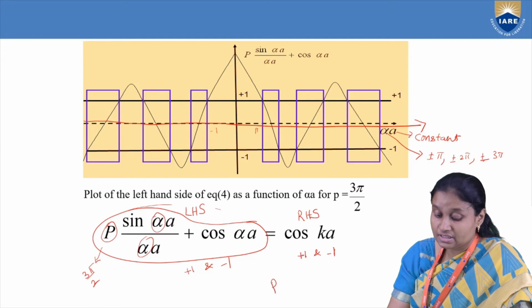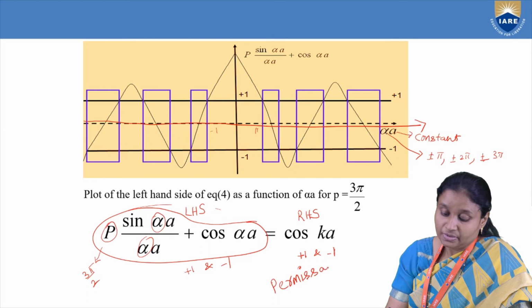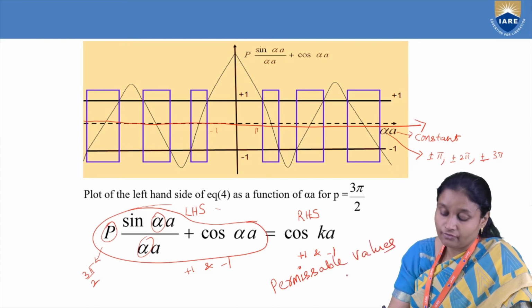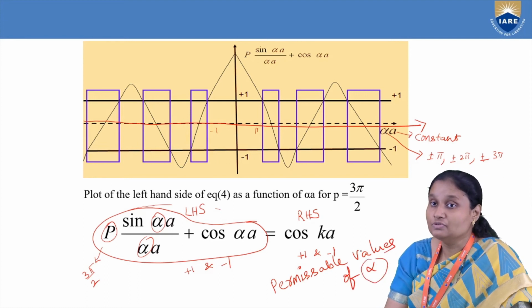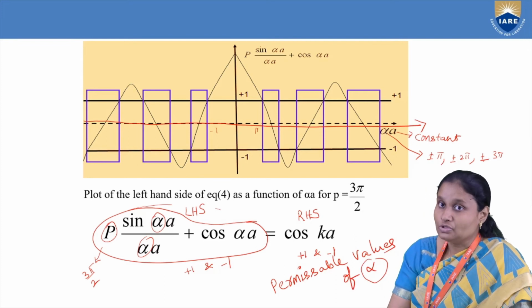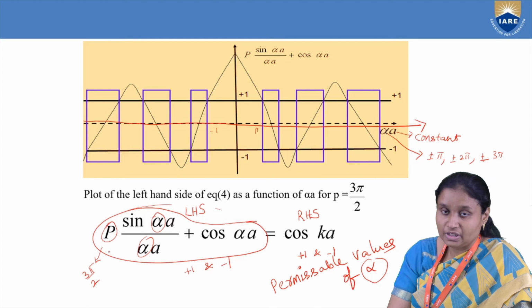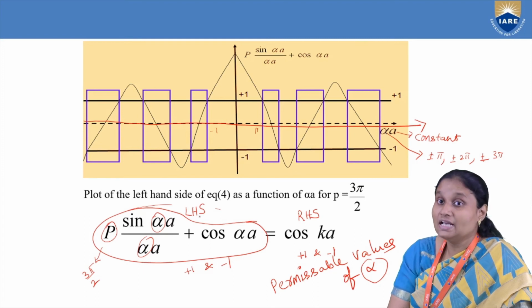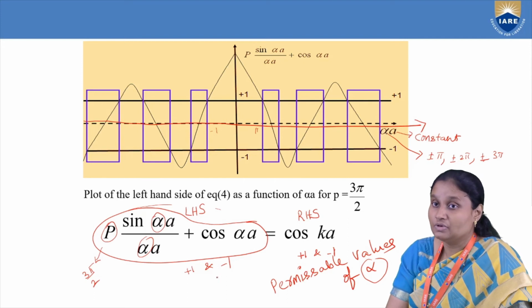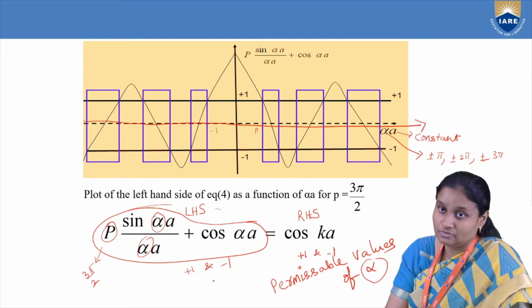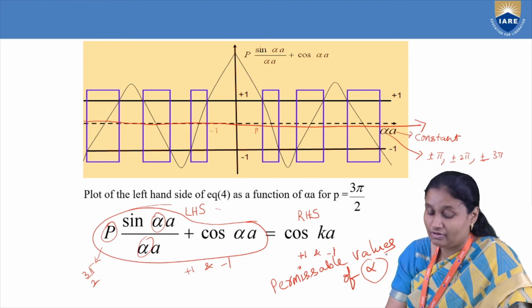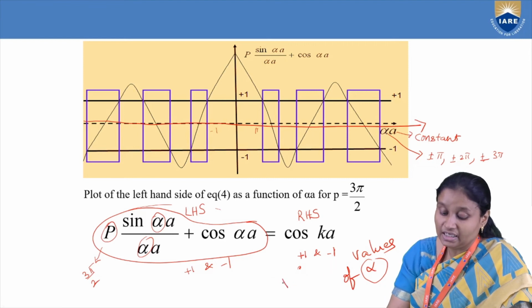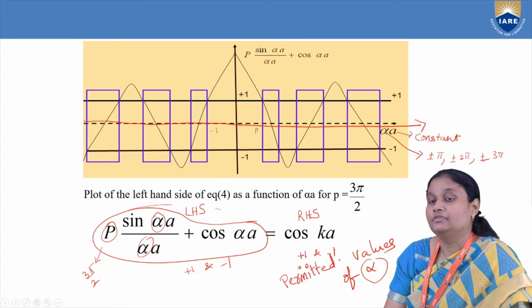I am saying permissible values of alpha. What do you mean by permissible values of alpha? These are those values of alpha for which, when I substitute them in the left hand side equation for P equal to 3 pi by 2, your left hand side value should be between +1 and -1. It should not go beyond +1 and -1. Those values of alpha are called permissible values of alpha, or permitted values of alpha.